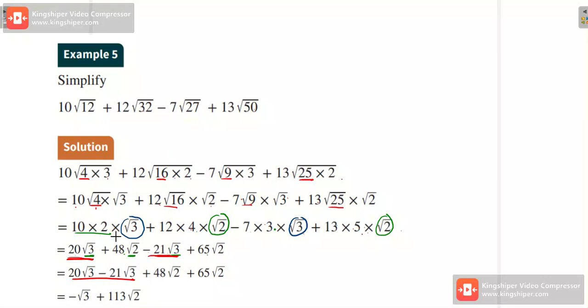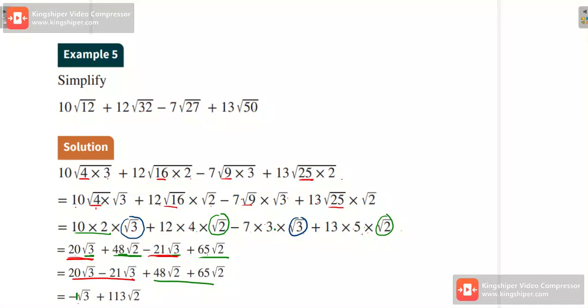Then we also have root of 2. So 48 root of 2. We also have 65 root of 2. So we can also put that together as 48 root of 2 plus 65 root of 2, as another like terms. Then 20 minus 21 will give us negative 1. There is no need to write a 1. So it is negative 1, then root of 3. Then here, 48 plus 65 will give us 113, then root of 2.